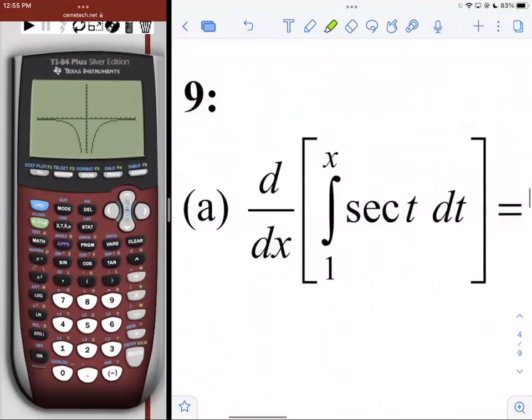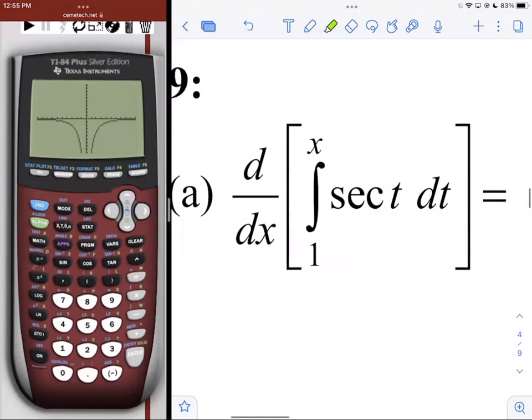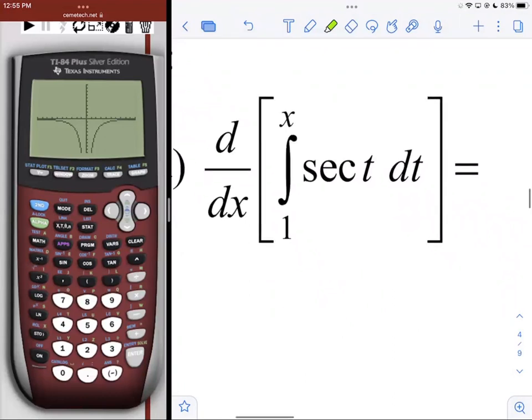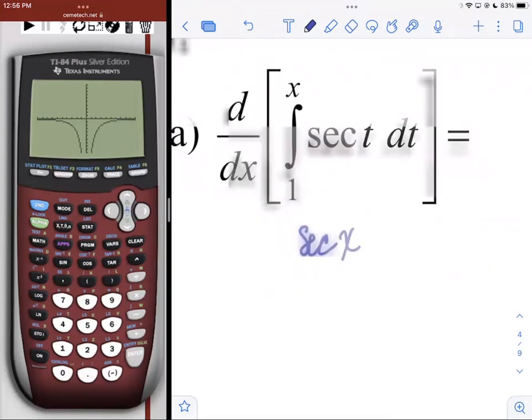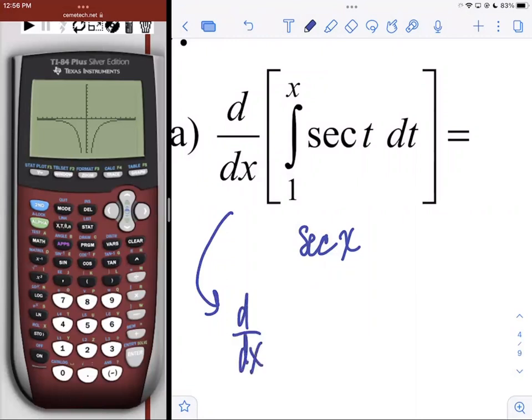Part A. The derivative with respect to x of the integral from 1 to x of secant of t dt. Any guesses? Secant of x. Yes, good. Secant of x. Now, for kicks and giggles, let's verify it. Let's take the derivative with respect to x of, and let's evaluate the inside. This will be a good review.